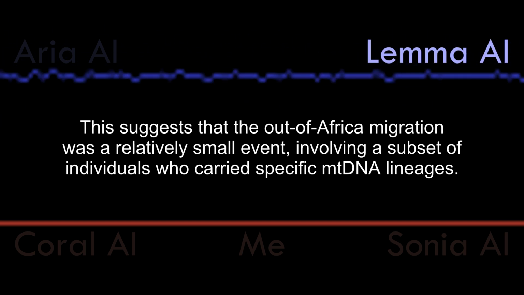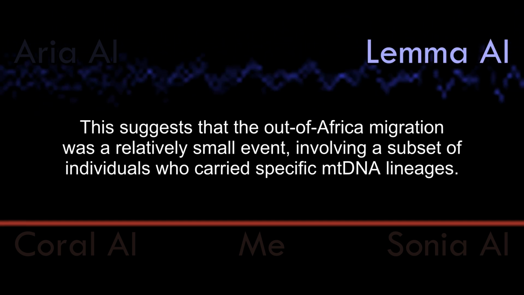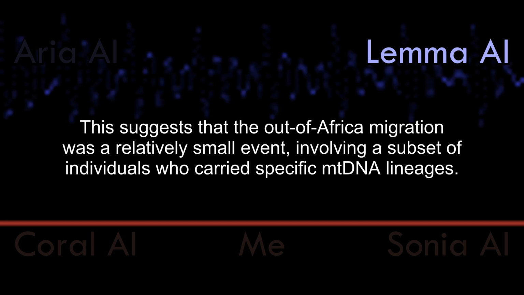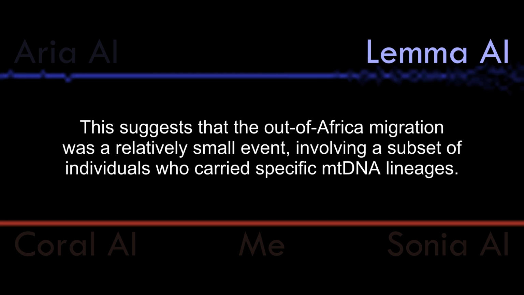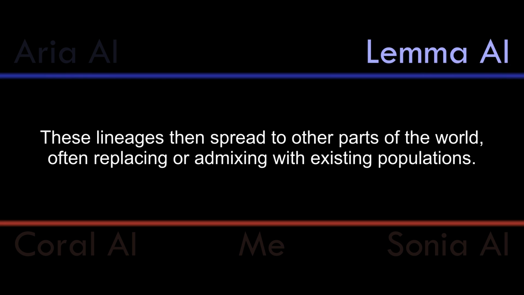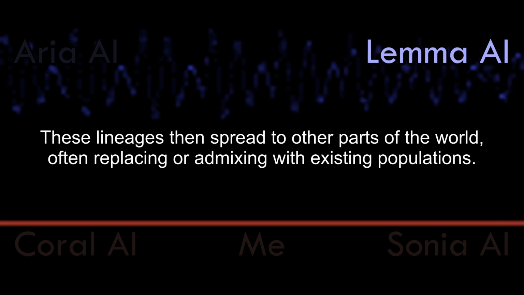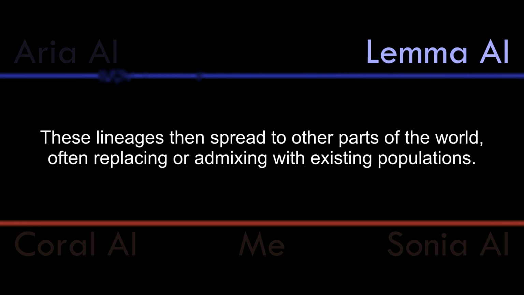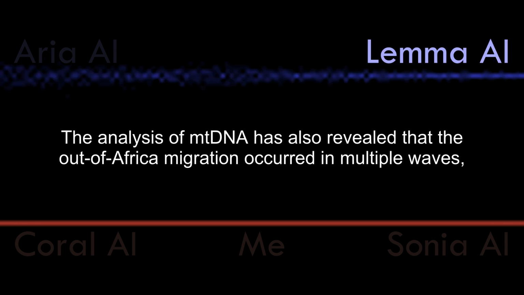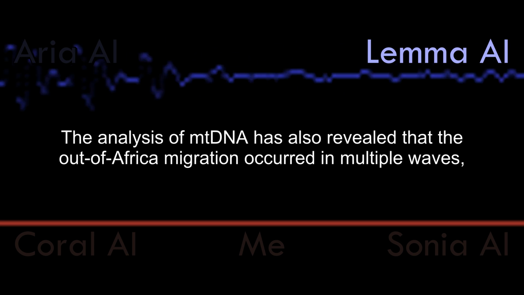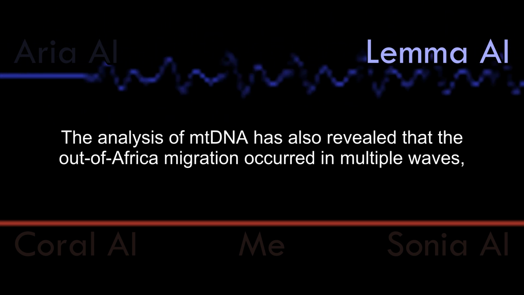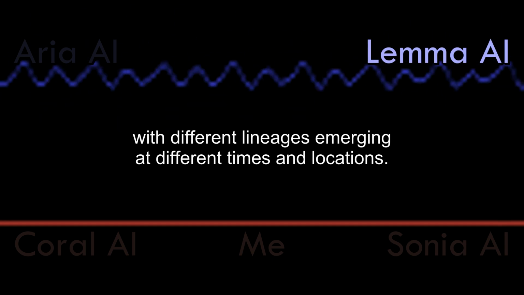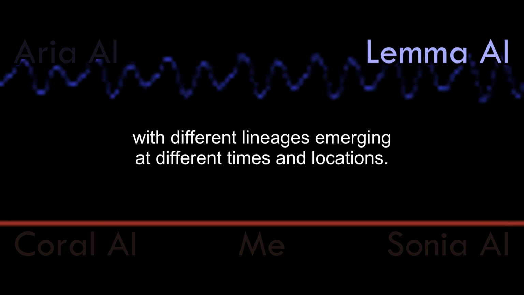This suggests that the out-of-Africa migration was a relatively small event involving a subset of individuals who carried specific mtDNA lineages. These lineages then spread to other parts of the world, often replacing or admixing with existing populations. The analysis of mtDNA has also revealed that the out-of-Africa migration occurred in multiple waves, with different lineages emerging at different times and locations.